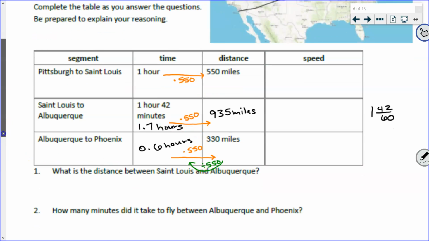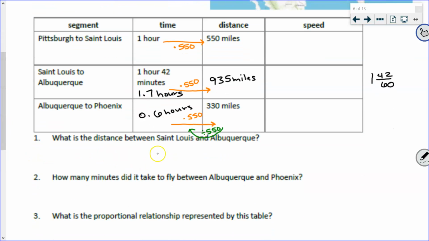So we answer these questions. What is the distance between St. Louis and Albuquerque? St. Louis to Albuquerque, it was 935 miles. But let's also make sure that we're writing down how we got there. It was our 1.7 hours multiplied by 550, and that's how we got the 935.